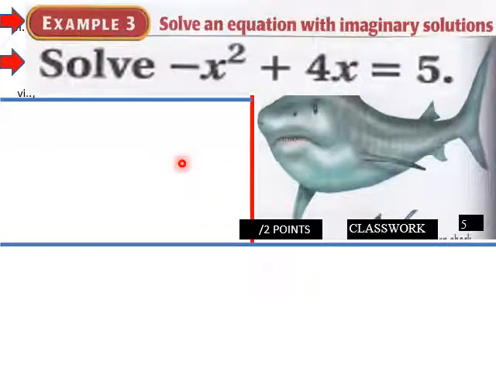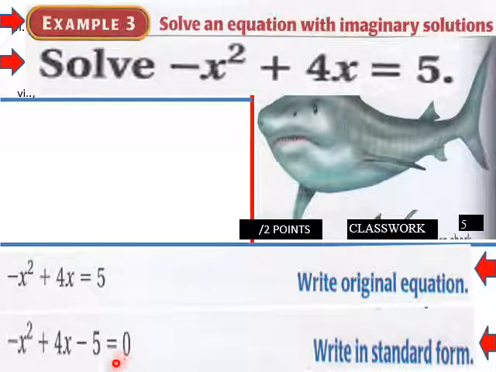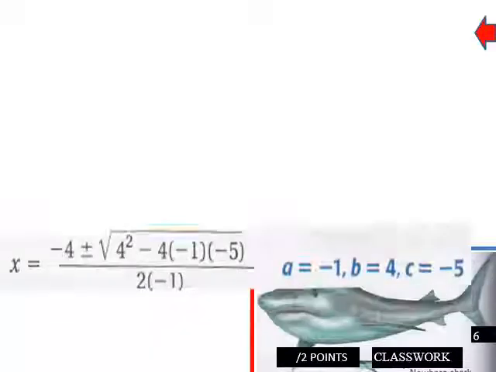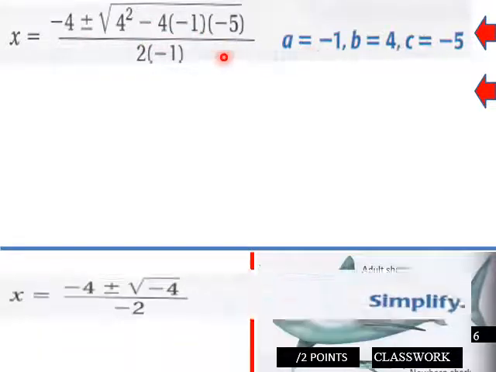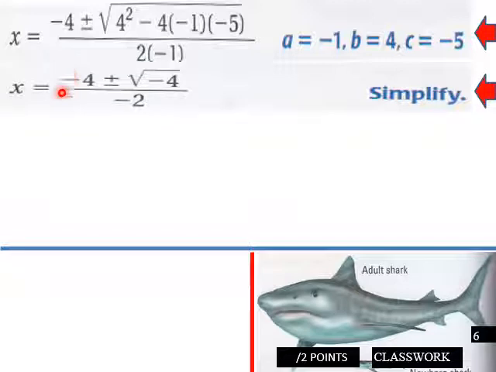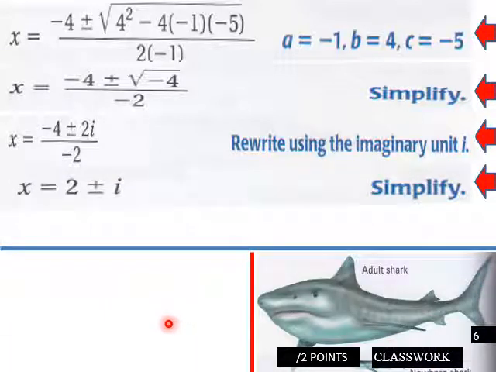Solve an equation with imaginaries now. There is our quadratic, and we're going to write it in standard form. We're going to bring our 5 over to the left hand side. We get this expression. So we're going to plug it in to a quadratic formula. And then we get this simplified in negative 4 plus or minus a radical negative 4 over negative 2. And then this simplifies to negative 4 plus or minus 2i over negative 2.